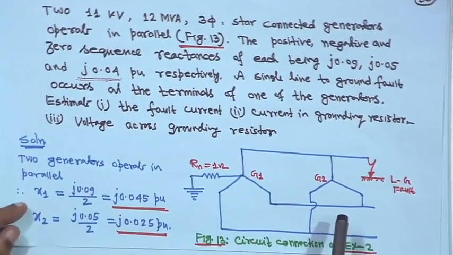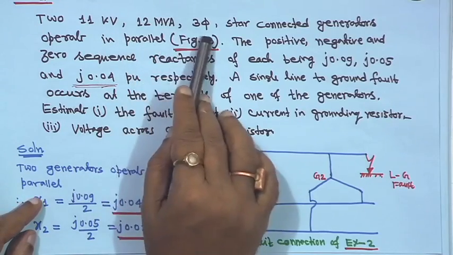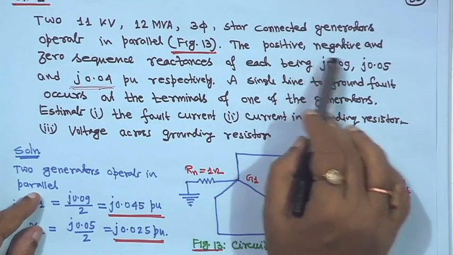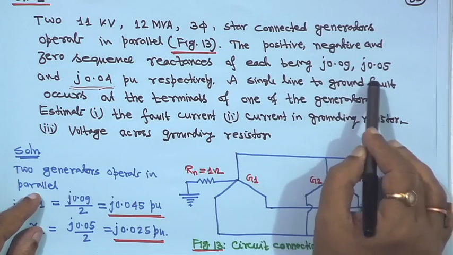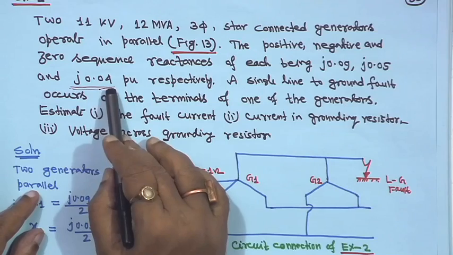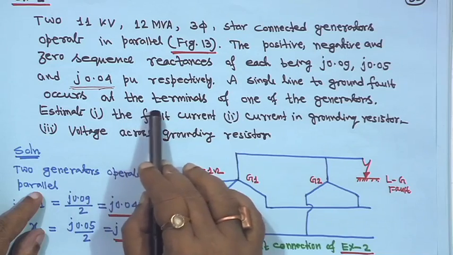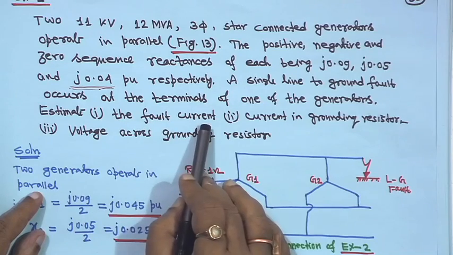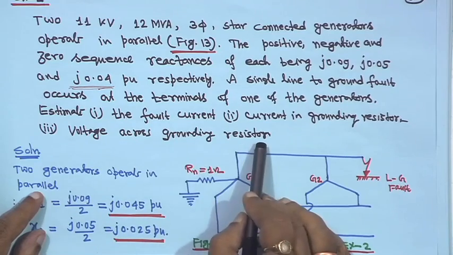Next is another example. Suppose you have two generators operating in parallel. They are 11 kV, 12 MVA, 3 phase star connected generators operating in parallel. The positive, negative and zero sequence reactances of each are j 0.09, j 0.05 and j 0.04 per unit respectively. A single line to ground fault occurs at the terminals of one of the generators. You have to find out first the fault current, second the current in the grounding resistor, and third the voltage across the grounding resistor.